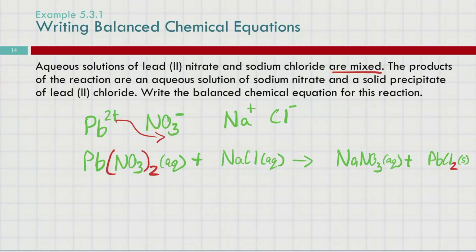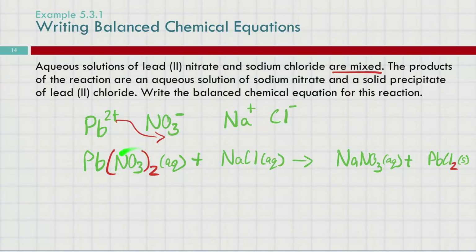So that's our skeletal equation. Then our steps tell us to balance the things that are in only one compound on both sides. So let's track down what's only in one compound on both sides. Looking at lead, we've got lead in one thing on the left side and one thing on the right side.